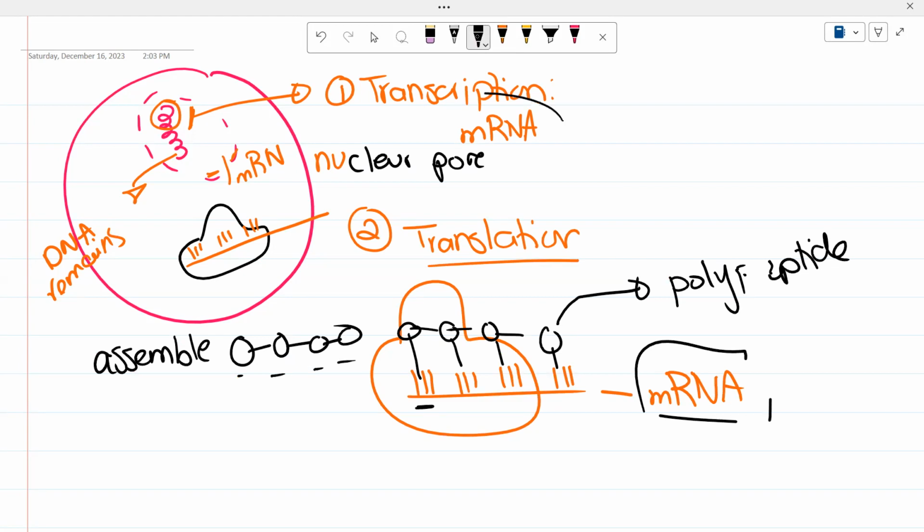So these are two steps: transcription and translation. Transcription, I will make a copy of the DNA on the messenger RNA. Translation, I will read it and I will create a sequence of amino acids, which is my polypeptide chain.